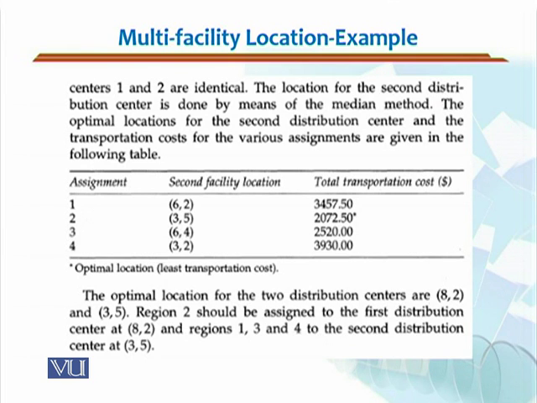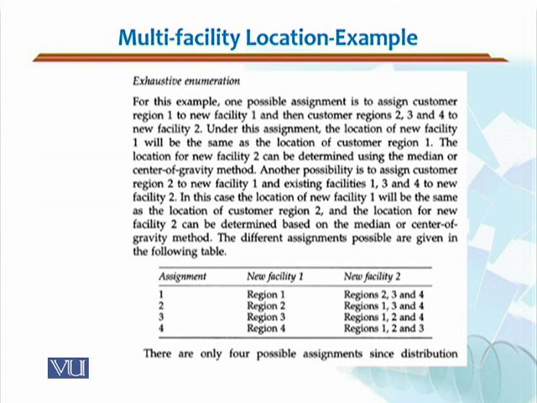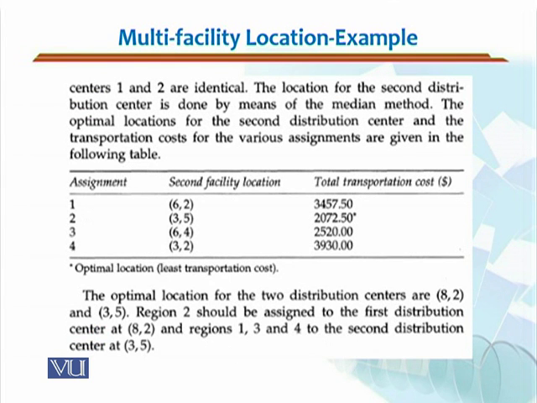We assume that in this example both distribution centers are identical in terms of their characteristics, like their capacity and their transportation modes. The location for the second distribution center is done by means of the median method. What does it mean? We have a new facility 2. For new facility 2, we can use either region 2, 3, and 4, or region 1, 3, and 4, or region 1, 2, and 4, or region 1, 2, and 3. We can use either the center of gravity method or the median method.